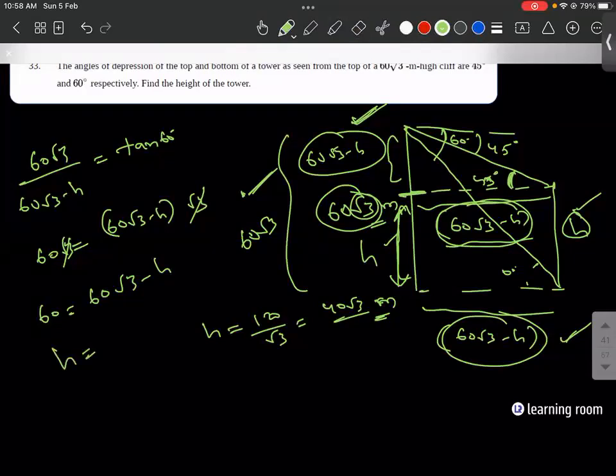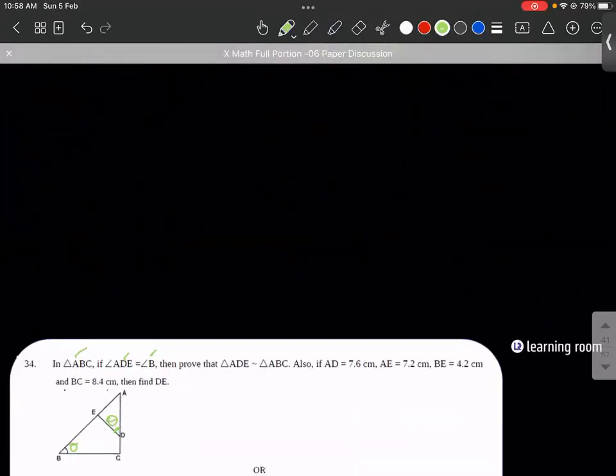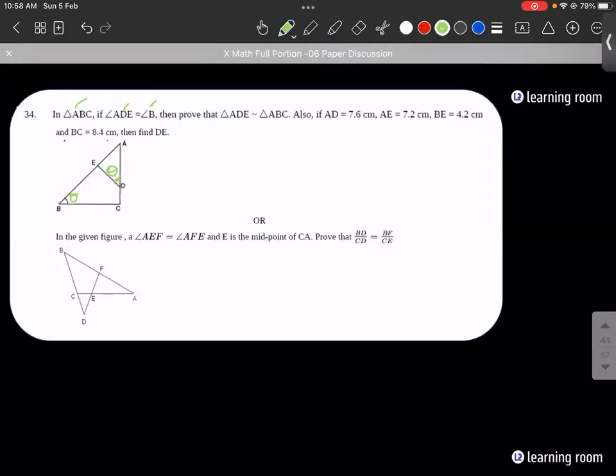So h is equal to 60 root 3 minus 60. This is what you got. 43.92, 43 point something will be the answer. So if this is theta, this is also theta.